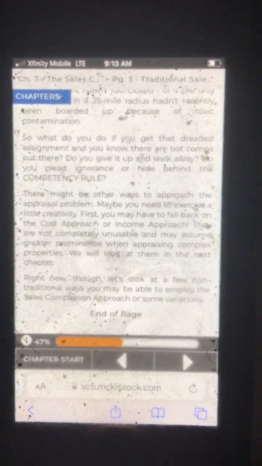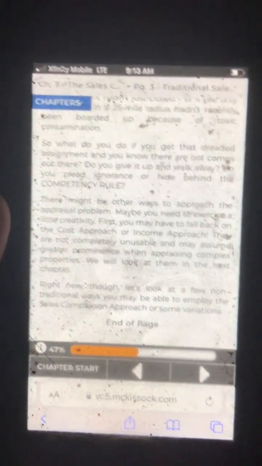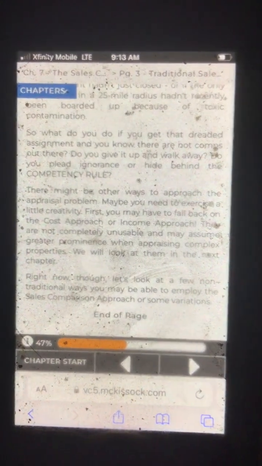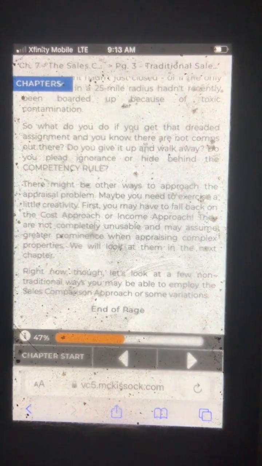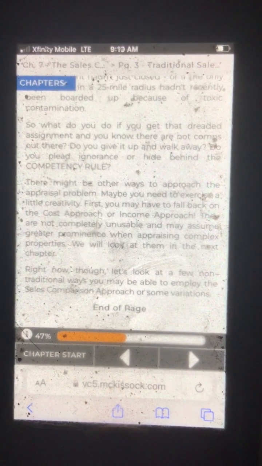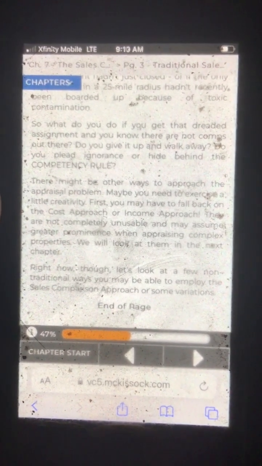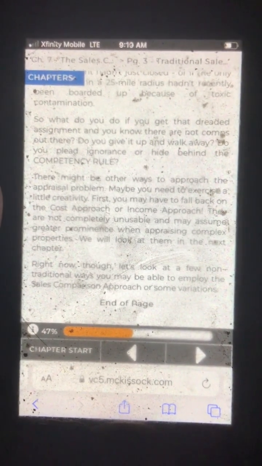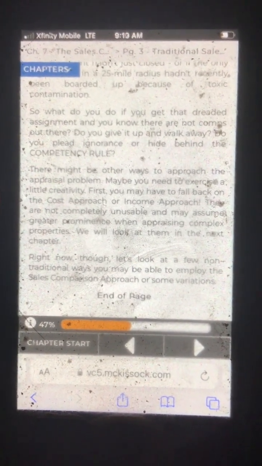So what do you do if you get that dreaded assignment and you know there are not comps out there? Do you give it up and walk away? Do you plead ignorance or hide behind the competency rule? There might be other ways to approach the appraisal problem. Maybe you need to exercise a little creativity.